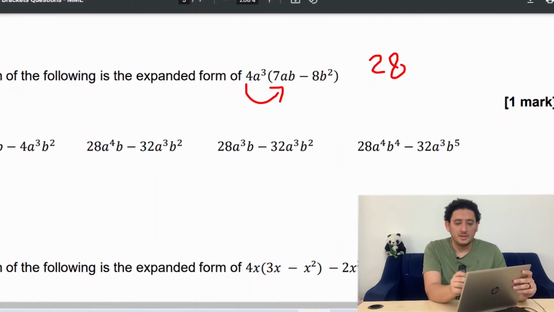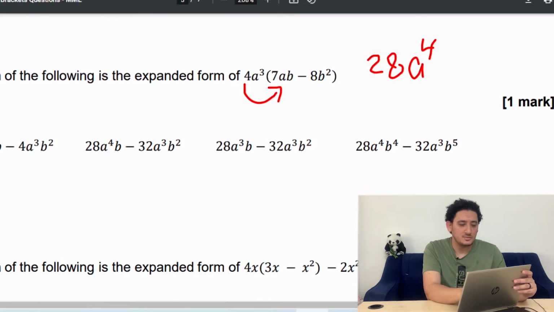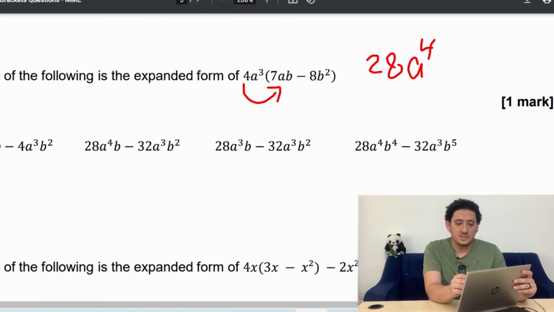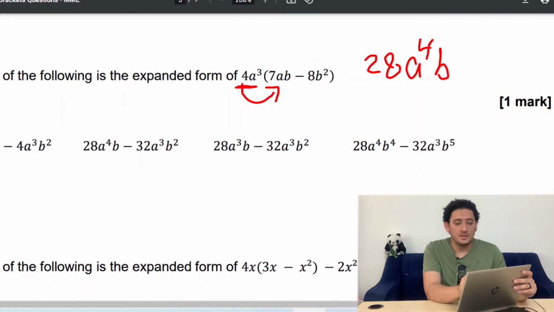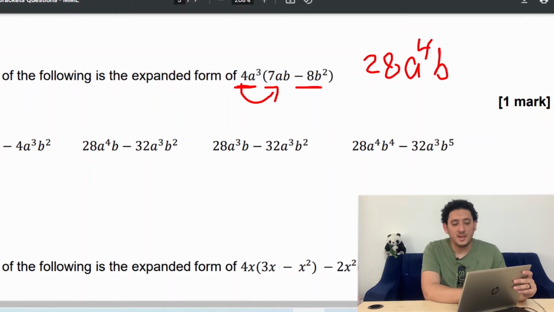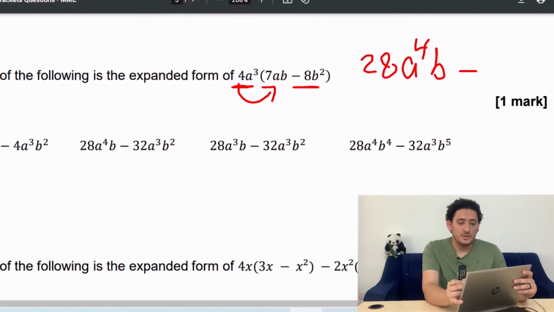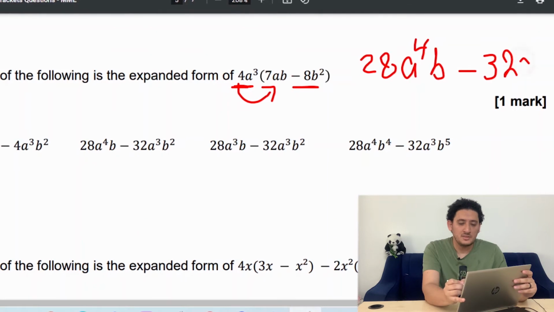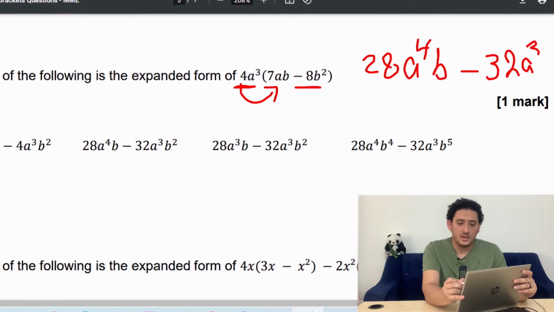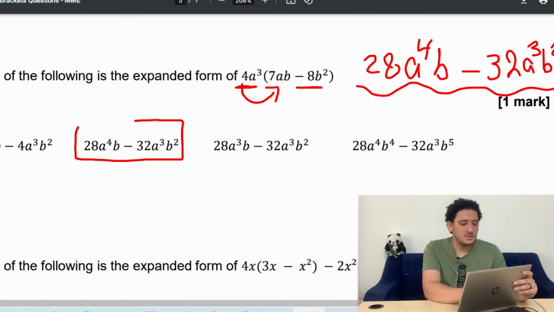A cubed multiplied by a means a to the power 4, because you are adding the powers, as we say. Then you put b beside it. Then 4a cubed multiplied by negative 8b squared means negative 4 multiplied by 8, which is 32. A cubed multiplied by b squared is written as it is: a cubed b squared. So the second choice is the correct answer.